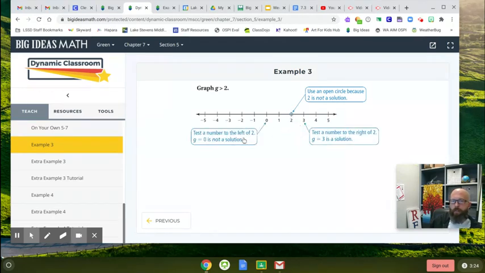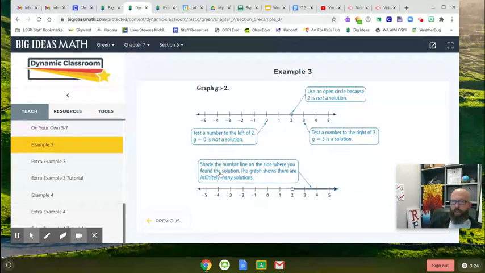So we're going to test the number to the left of 2, and g equals 0 is not a solution. So 0 is not greater than 2. Okay? Test the number to the right of 2. 3 is greater than 2, so 3 is a solution. And we're going to shade the number line on the side where you found the solution. The graph shows there are infinitely many solutions.